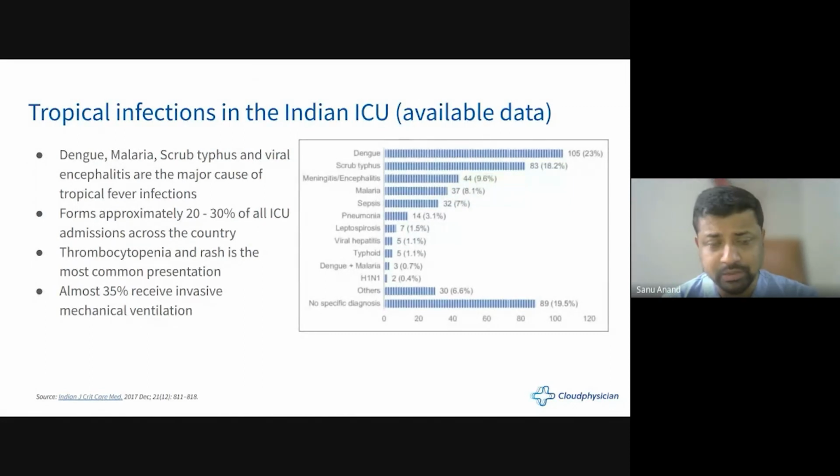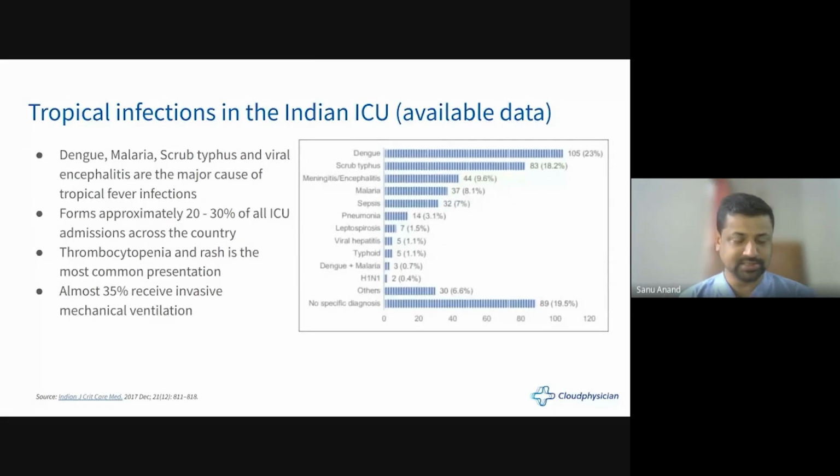And approximately 20 to 30%, from various sources, of all ICU admissions in the country are tropical infections. So it's very important for us to really know and also have a sense of how to deal with these infections.